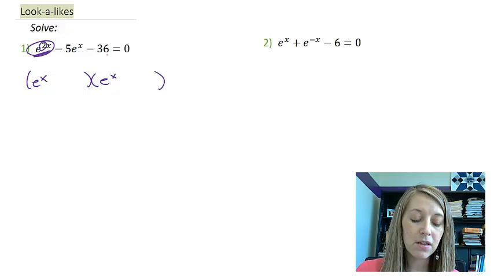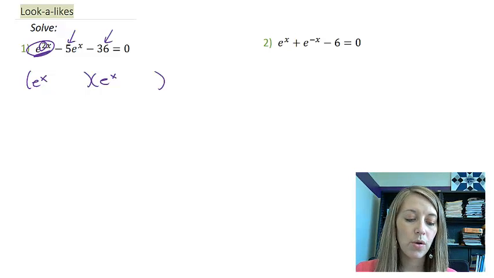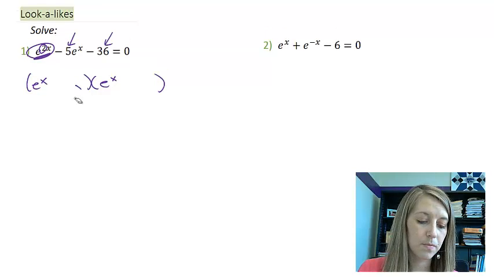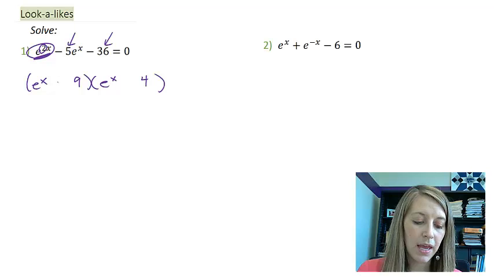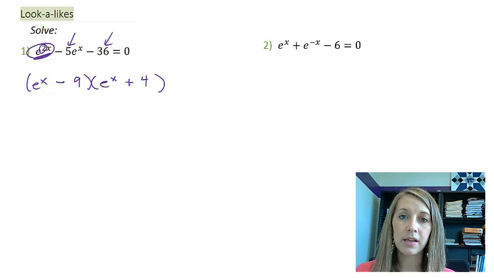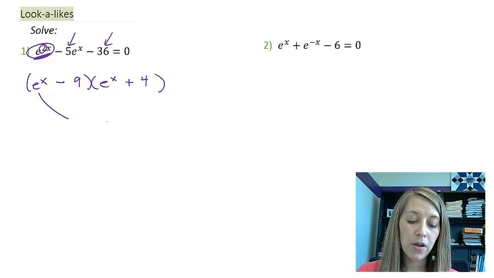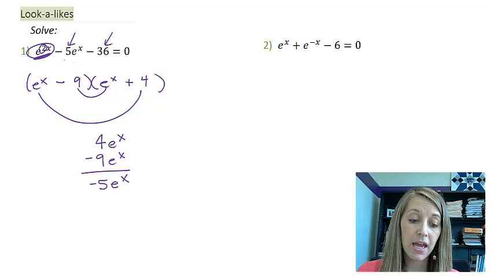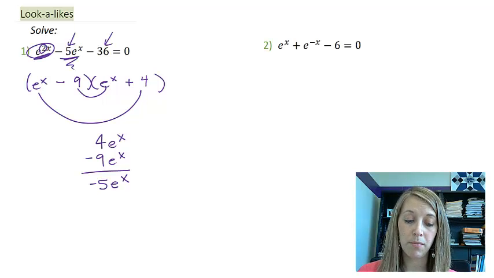And then basically all I need to do is worry about factors of 36 and 5. So if I take factors of 36, such as 9 times 4, and if I get my signs right, that gives me this here. So if I were to FOIL this, my outside would give me 4e to the x, my inside would give me negative 9e to the x. If I were to combine these, that would give me negative 5e to the x. And that's exactly what I'm looking for in the middle.